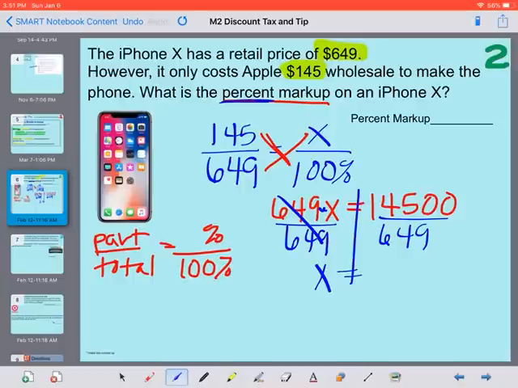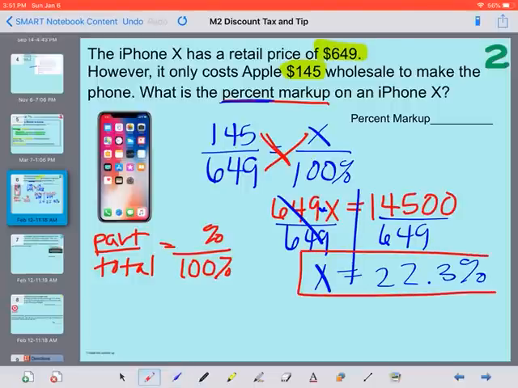649 divided by 649 is just 1. So we're going to now divide the other side. 14,500 divided by 649 is about 22.3%. I'm just going to round to 1 decimal for the moment. So Apple has to pay 22%. Then they mark it up how much to get to our total price.